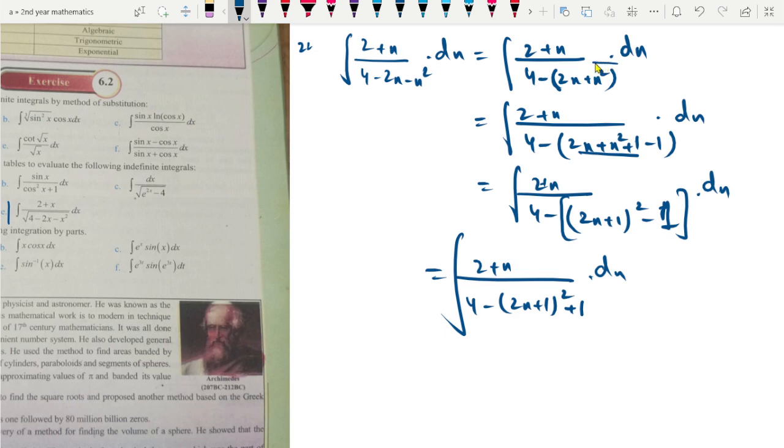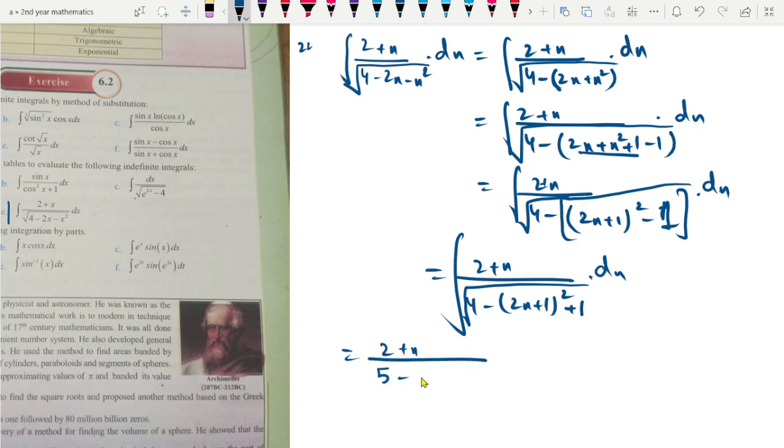Here everything is under root. So this is equal to the integral of (2 plus x) divided by root of (5 minus (x plus 1) whole square) dx, under the root and integral. Now here, sorry, this is only x plus 1, not whole square.